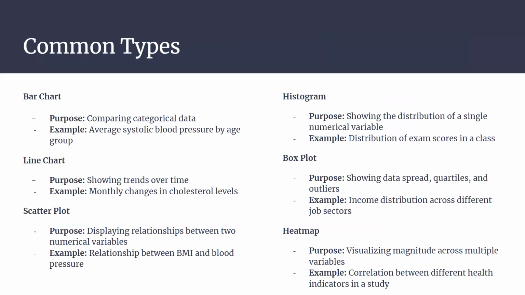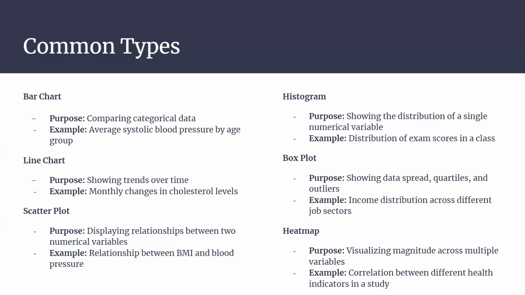Scatter plots are best when you're trying to show the relationship between two numerical variables. For example, the relationship between BMI and blood pressure. Histograms are best when showing the distribution of a single numerical variable. For example, what is the distribution of exam scores in a class? And then box plots are best when you're trying to show the difference in the entire data range across different categorical groups. This really highlights the data spread, quartiles, and outliers. And a good example of this is what is the income distribution across different job sectors.